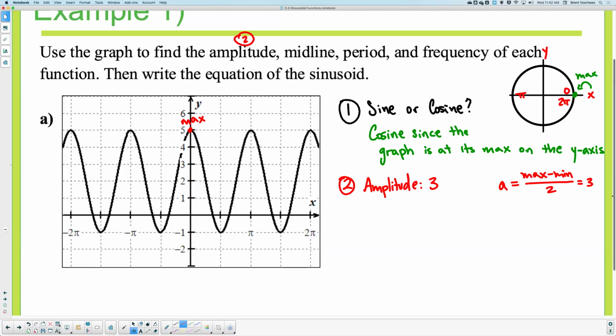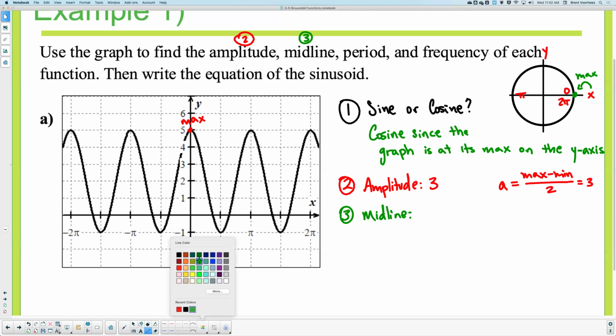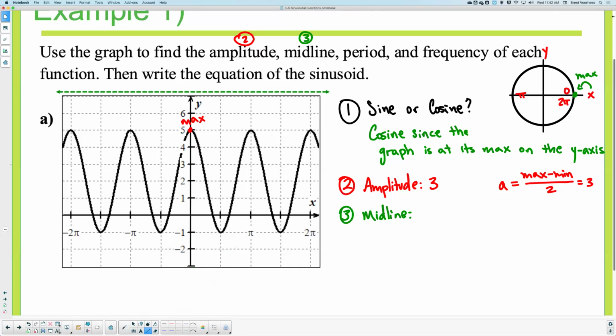Let's do midline now. If I'm looking for the midline, that's the middle of this graph. This is always a line, hence midline. Tell me when my line that I'm about to add to the graph becomes the middle. So I'm going to add this line here. Tell me when this line has become the middle of the wave. Is it there? No, that'd be the max line. There? No. There we go. That's the midline.